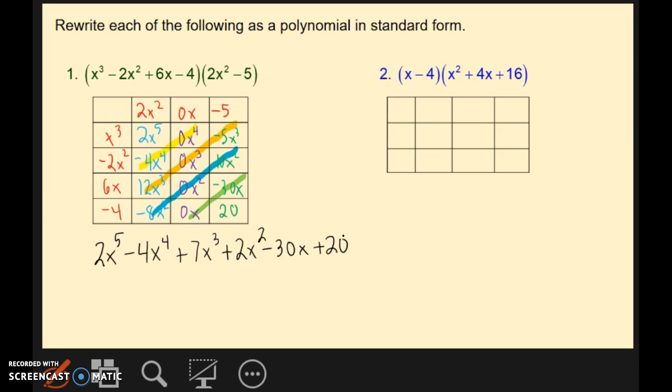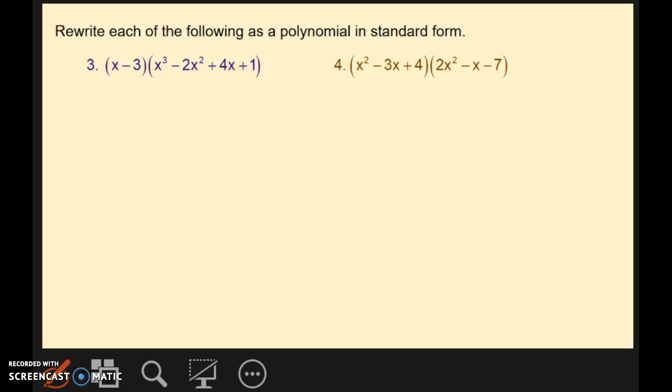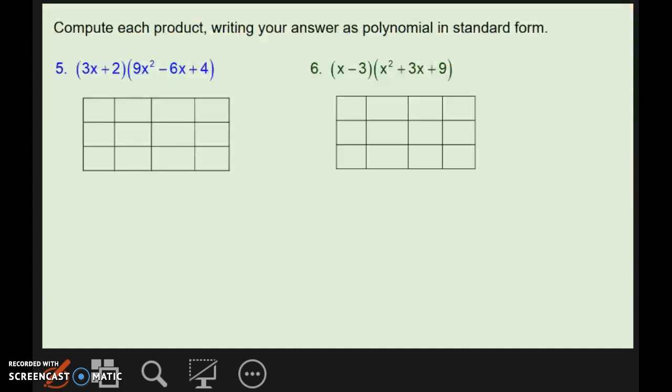By putting that 0x in there, I maintain that diagonal of like terms. It made things a little bit easier. It's not necessary to put that 0x in there. It just helps keep everything in order. Let's look at another one where things might go a little bit different.